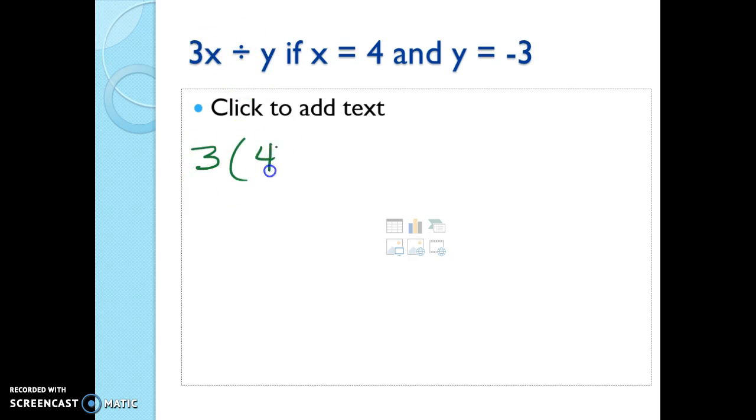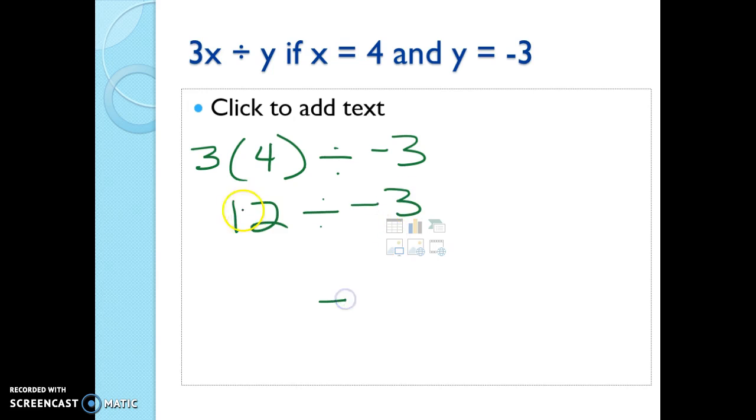3 times 4 divided by, what's our y? Negative 3. In this case, we just have the multiplication at the very beginning of it. 12 divided by negative 3, our answer will be a negative because we have a positive and negative relationship here. 12 divided by 3 is 4.